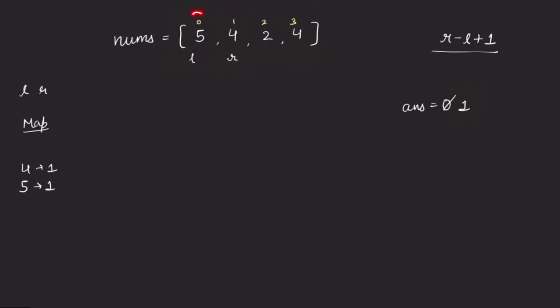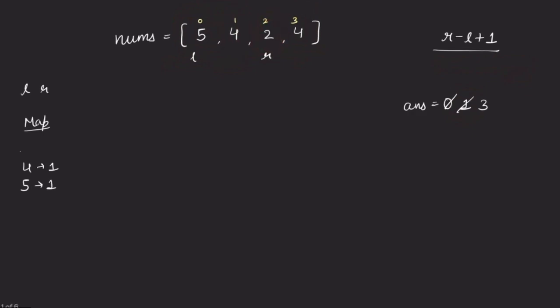So when my L and R both were at index 0, at that time it would be 0 minus 0 plus 1. So we got a 1 and we added it in our answer. Now my right is at 1 and left is at 0. So it will be 1 minus 0 plus 1, which is 2. So total 2 subarrays. One is this 4 and one is 5 comma 4. So 2 will be added in our answer and the answer will become 3 now, right? Again, we will move our R forward.